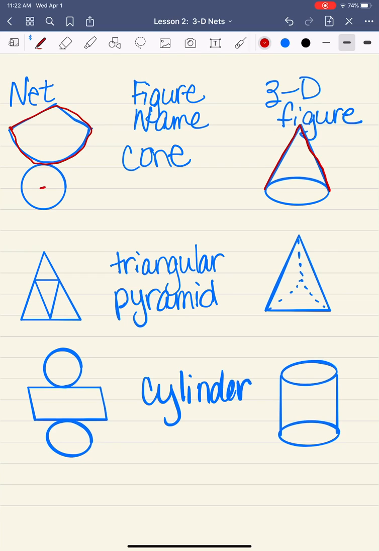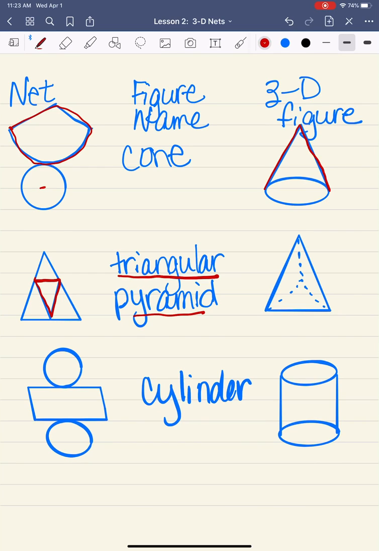The net for the triangular pyramid, remember, with pyramids, you're going to have a lot of triangles, but the first word of the type of pyramid, triangular, tells you what the base will be. So this part here would be the base, the triangle, and then you have 3 triangles wrapped around it.